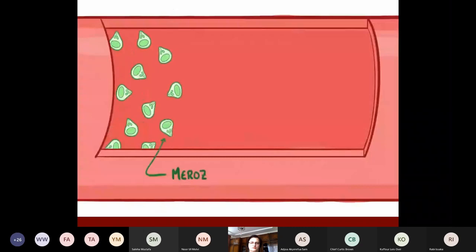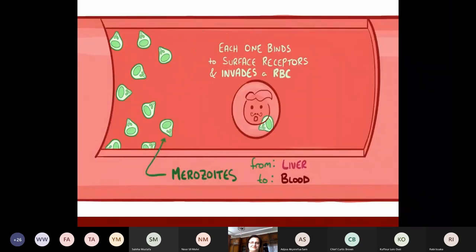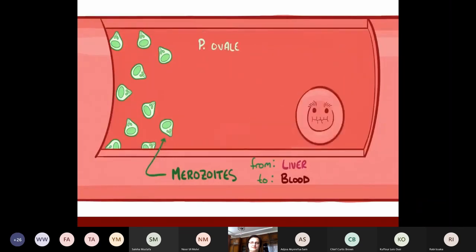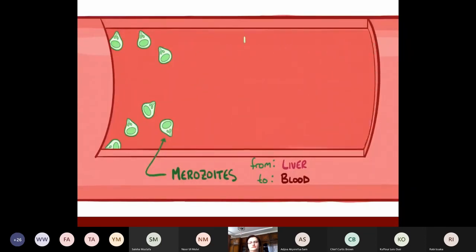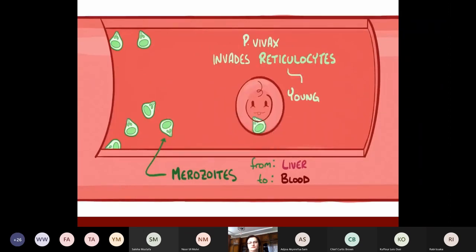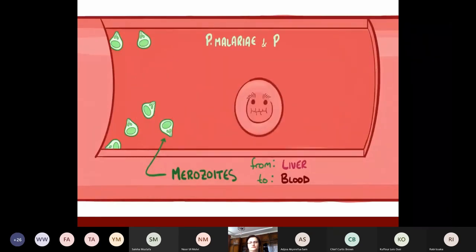The merozoites are then released into the blood, and each one binds to a surface receptor and invades a red blood cell. Plasmodium ovale and Plasmodium falciparum invade red blood cells of all ages, whereas Plasmodium vivax prefers to invade reticulocytes, which are young, immature red blood cells. And Plasmodium malariae and Plasmodium knowlesi prefer to invade older red blood cells.